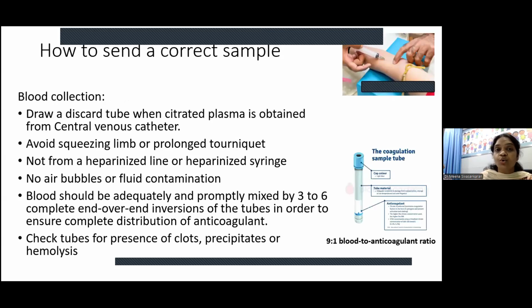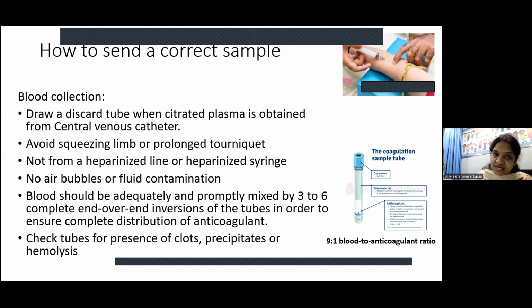As a nurse, what you have to do when you're sending the sample, because sending the correct sample is important. If there is a clot in the EDTA sample, it will show the platelet count falsely low. So when we are collecting the sample, there should not be any clot. At the same time, when we are collecting the sample for PT-APTT in the citrate tube, we need to avoid squeezing of the limb or applying a prolonged tourniquet, and avoid sampling from the heparinized line or the heparinized site.